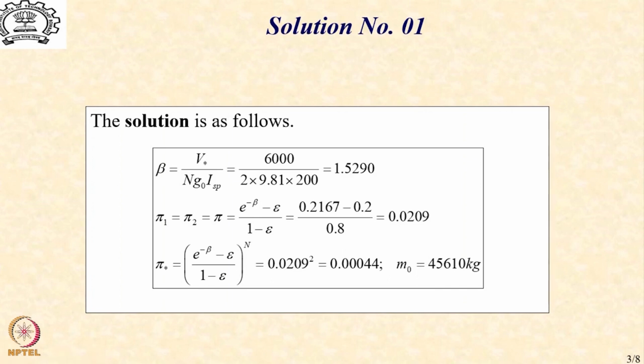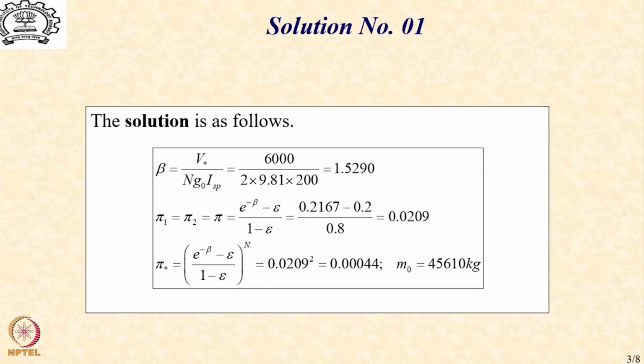What it means is that our payload efficiency in this case is very small. So just to launch a 20 kg payload, we are going to require a 45 tons rocket.